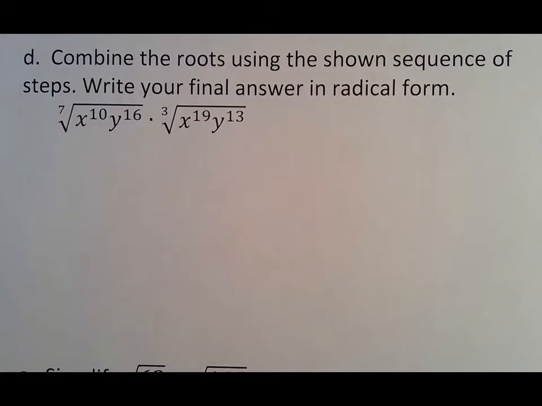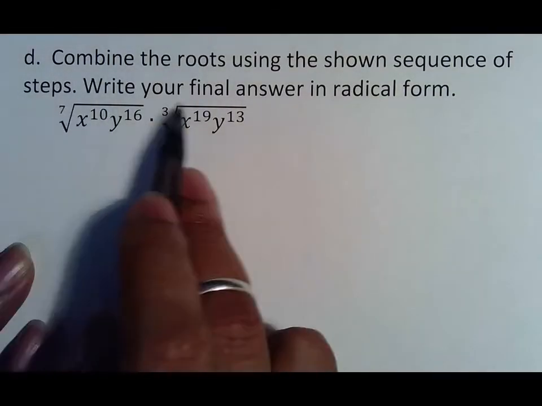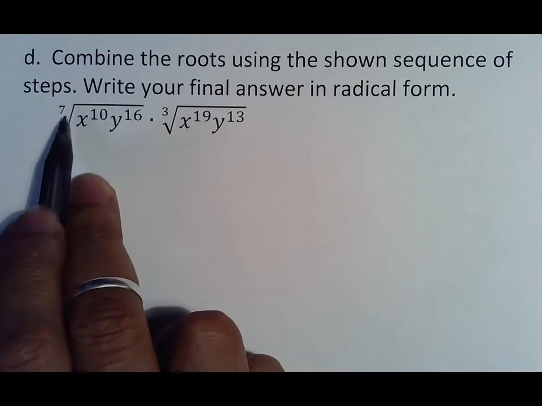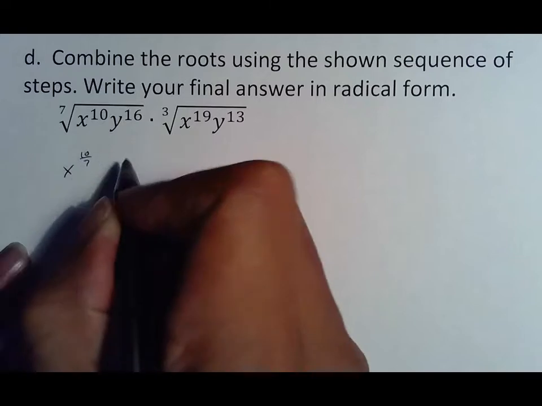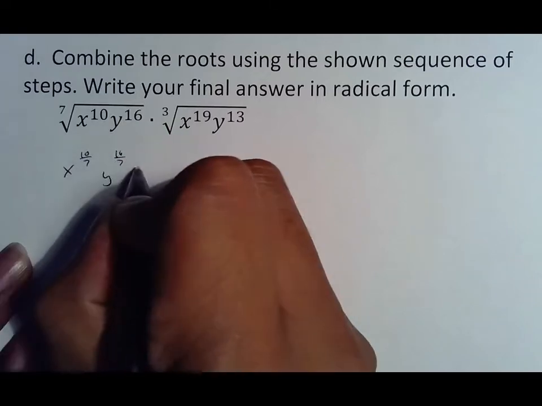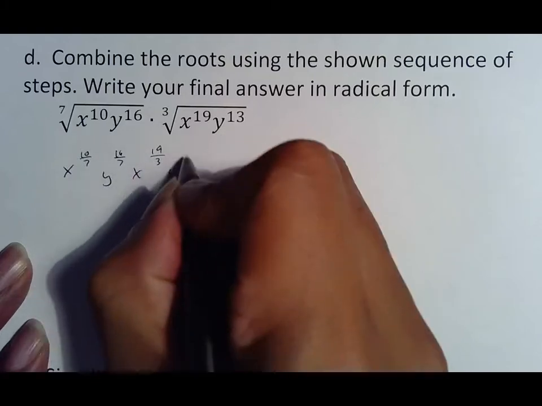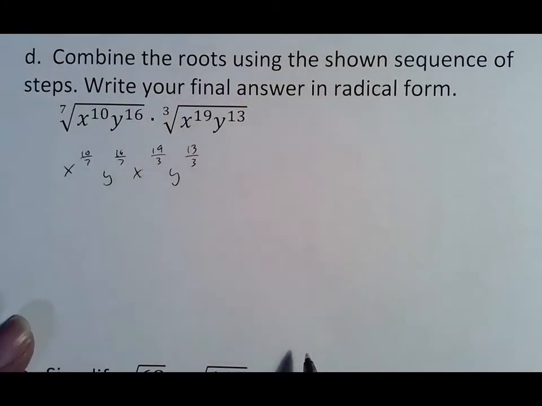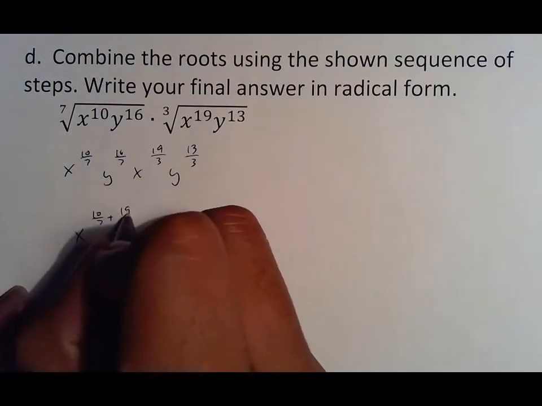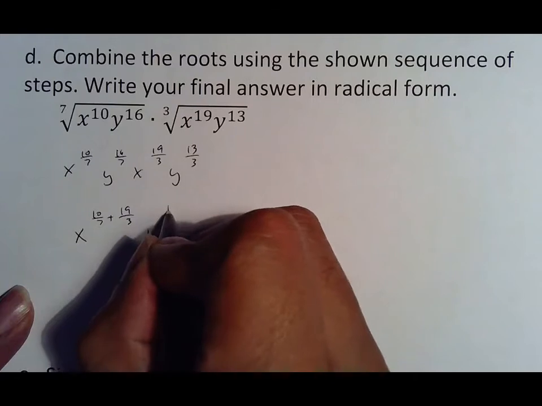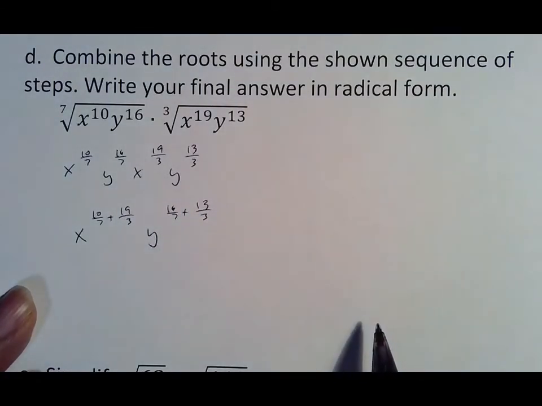Again, this one here, first off, you want to combine these roots because there's 2 roots. We need to put them down to 1. So what we're going to do is again, change forms. We're going to turn this to x to the 10/7, y to the 16/7, x to the 19/3, and y to the 13/3. We are then going to put our x's together: x to the 10/7 plus 19/3 and y to the 16/7 plus 13/3. Notice how big these numbers are, so it'll be kind of tough.